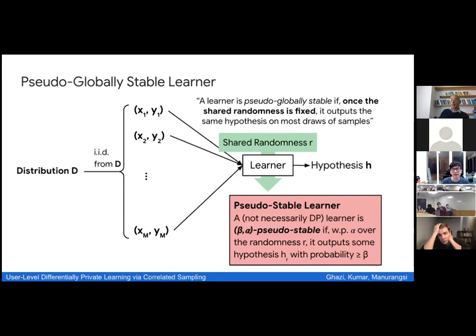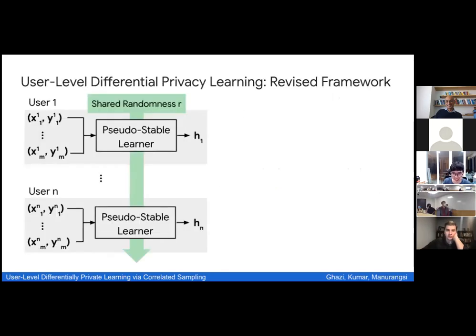A question? Who is the randomness shared among? Like, what do you mean? Who's sharing the randomness? This is a good point. Let me go through the next slide, and it's going to be clear. We are going to share this randomness among the users. So the users, instead of running the stable learner, will run the pseudo stable learner with the same shared randomness R.